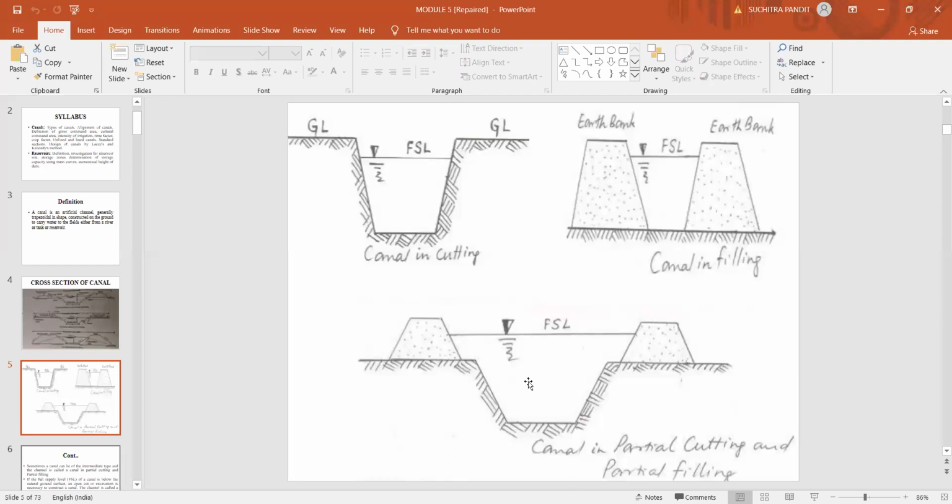And here the canal is in partial cutting and partial filling. You can see here this portion you have cut, and on both sides you have this earthen embankment. So to maintain the full supply level in the canal, whatever the design full supply level has to be carried, it depends on whether the canal should be in cutting, or in filling, or in partial cutting and partial filling.